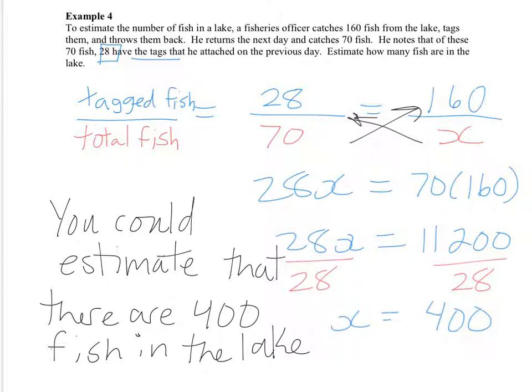Okay. So again, the key with these word problems is get unit A, unit B, and make sure all the numbers that apply to each unit stay on top. So if you put tagged fish up top, every time you have a number for tagged fish, put it up top. If you have total fish on the bottom, every time you have a number for total fish, put them on the bottom, and then you're just doing your cross multiplying and then dividing by whatever's attached to x.